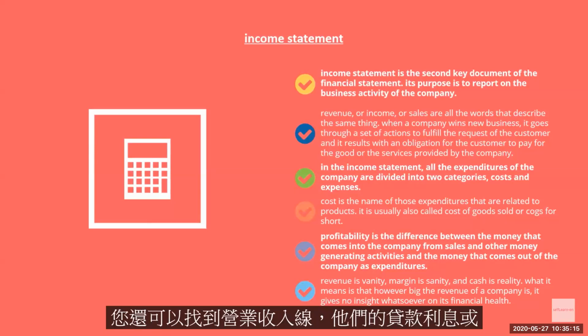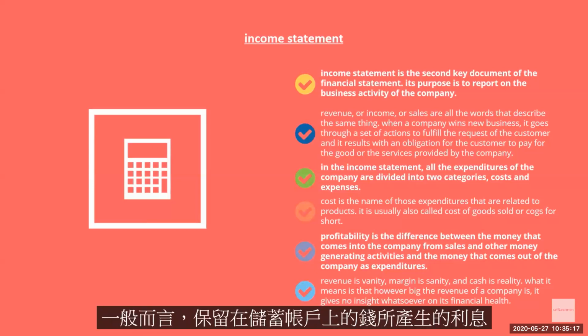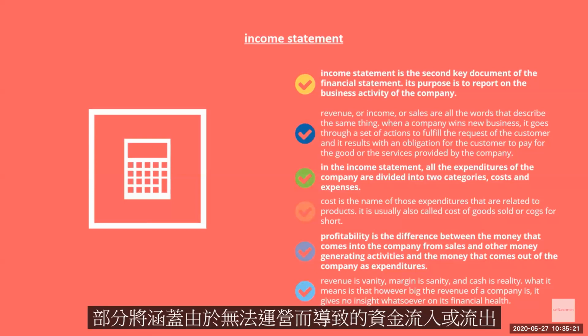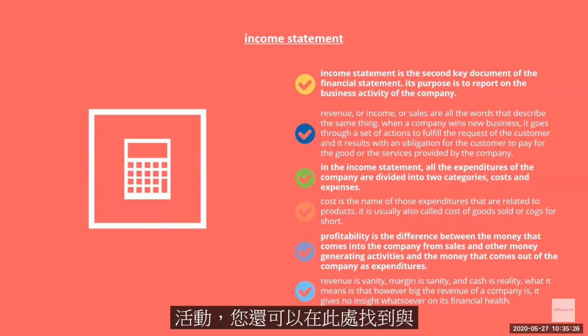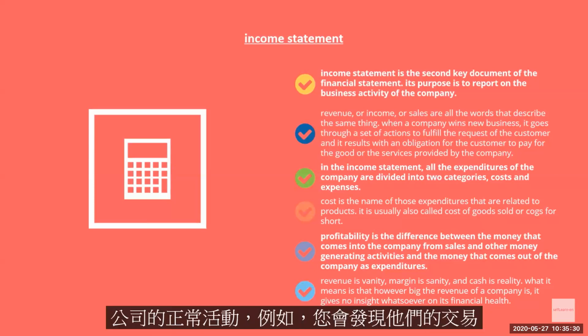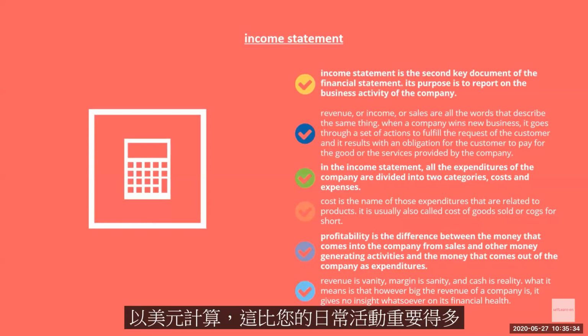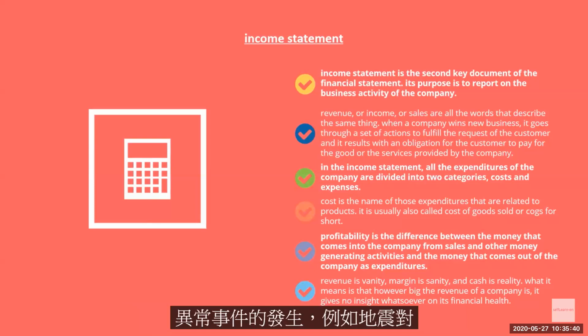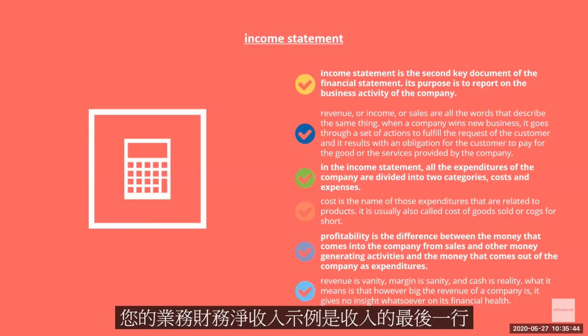You can find as well there interests paid on loans or interests received on money left on a saving account. In general terms, this section will cover the inflow or outflow of money that is due to non-operational activities. You can also find here any element that is not related to the normal activities of the company. For example, you will find there transactions that are significantly more important in dollar terms than your normal activities, such as acquiring a company, or selling part of your company, or the consequences of events that are out of the ordinary, such as the impact of an earthquake, for example, on your business financials.